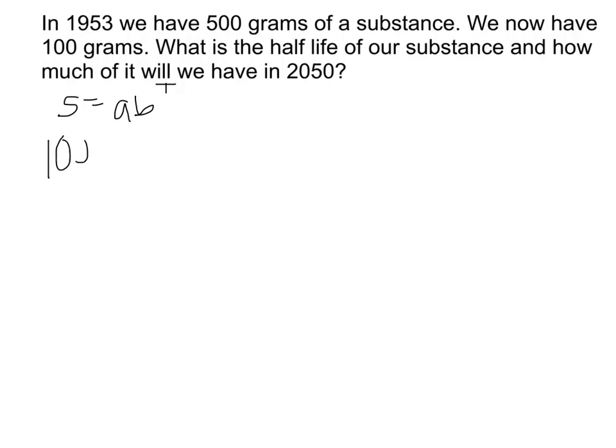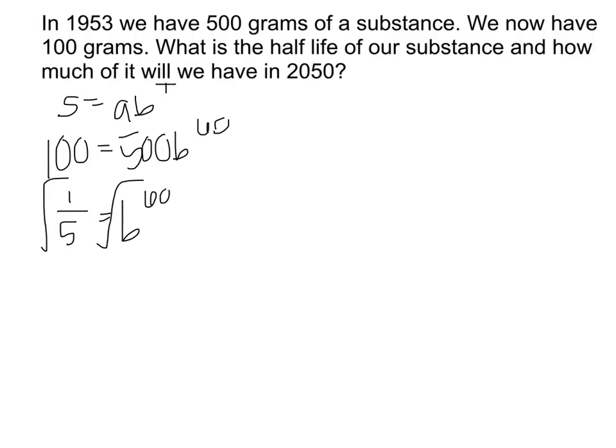And we have 100 is equal to our initial of 500. We don't know B, and we know T as 60 because 60 years have passed since 1953. So we divide 100 by 500, and we're going to get 1/5 is equal to B^60. We're going to take the 60th root of that, and that's going to be stored as B.